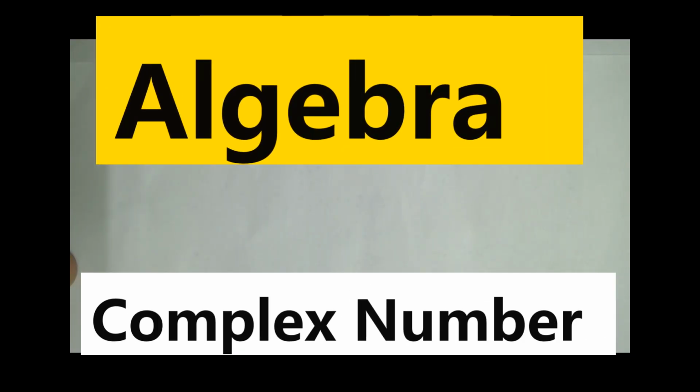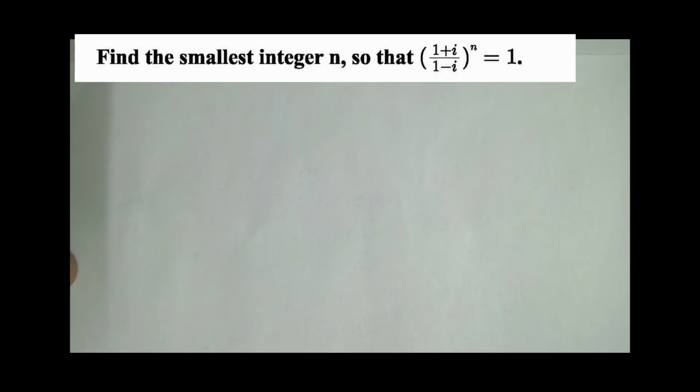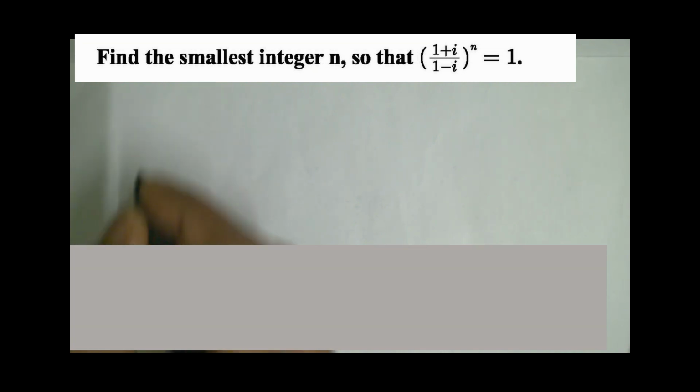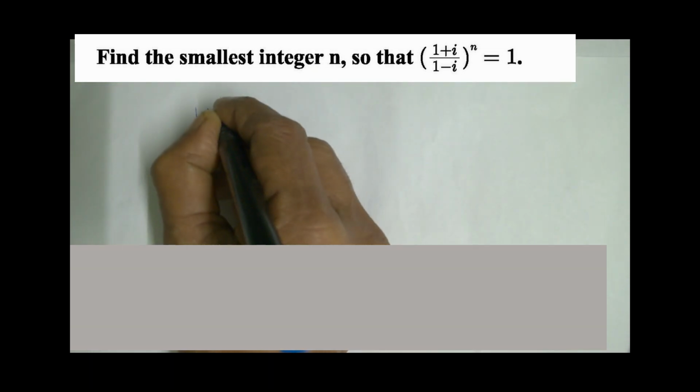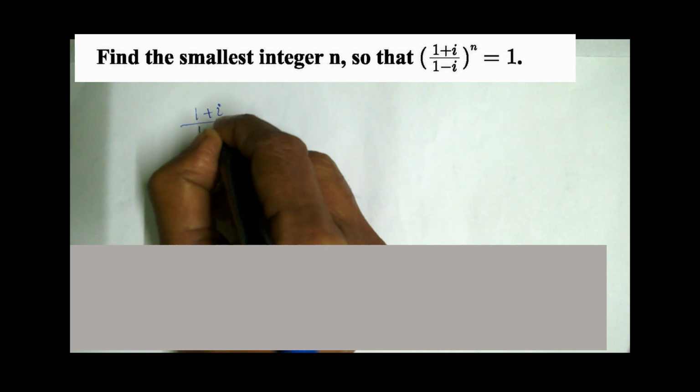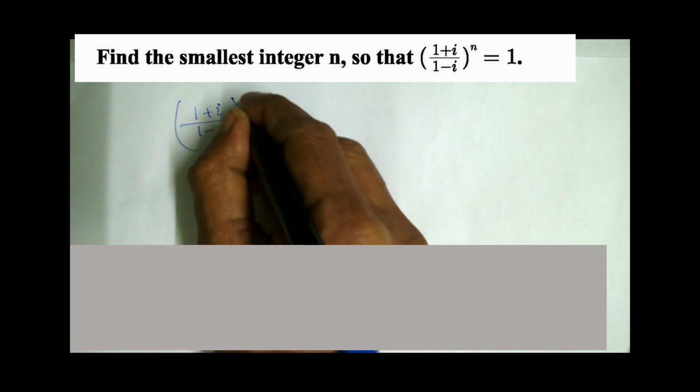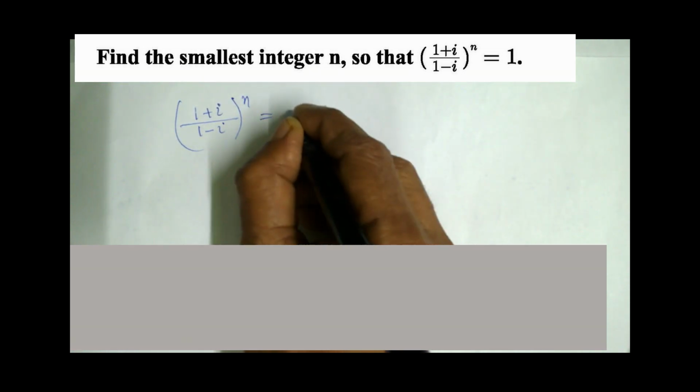Find the smallest integer n so that ((1 + i)/(1 - i))^n is equal to 1. Here we have to find out the value of n. First write the given equation: ((1 + i)/(1 - i))^n is equal to 1.